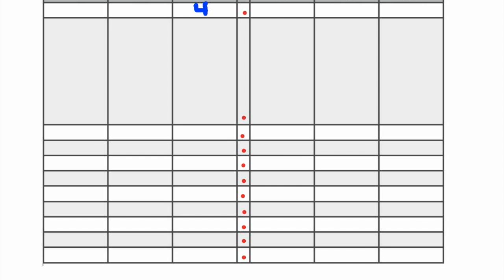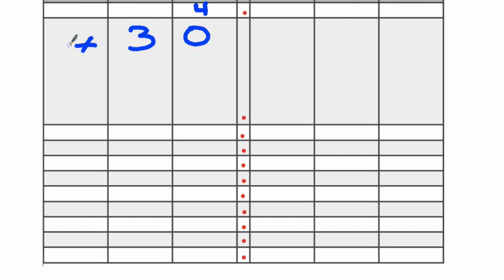So I had 4, which are going to ones, right? Times 30. So how would that look? How many tens did I end up with? 12. I ended up with 12 tens, right?